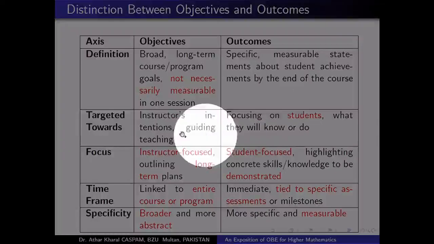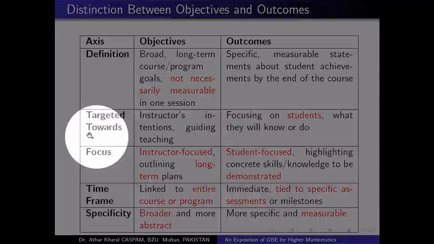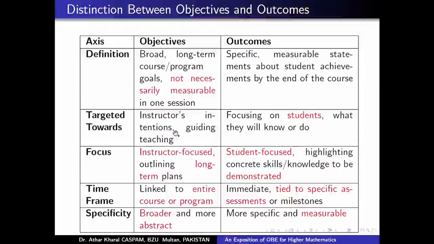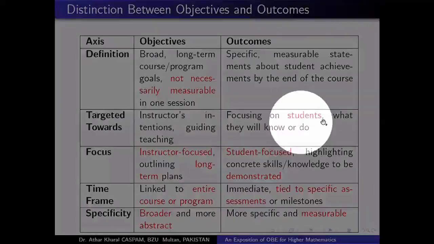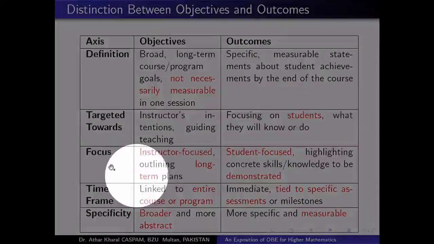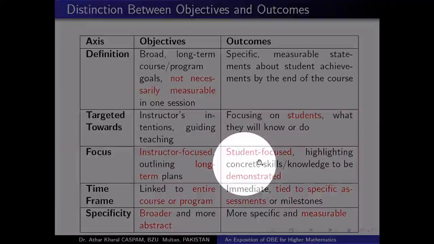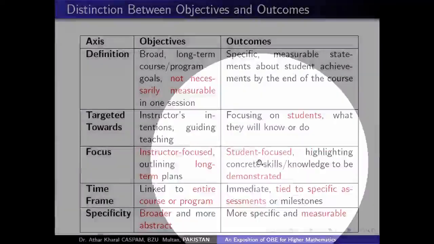Secondly, on the axis of target, the objectives are always targeted towards the instructors, the teachers, the faculty, the administration, whereas the outcomes are targeted towards the students. Similarly, the focus: this one is instructor focused and this one is student focused. The outcome is student focused.